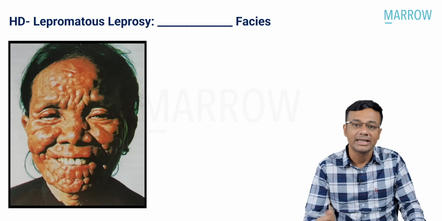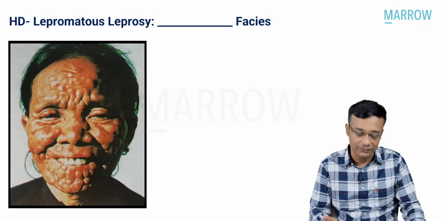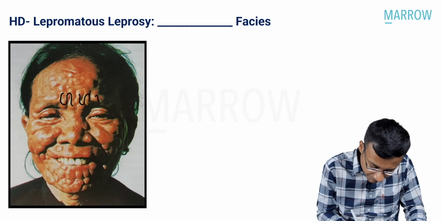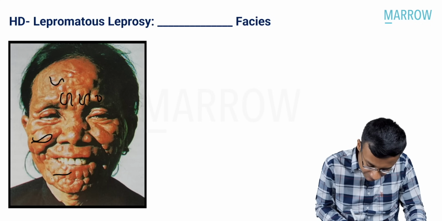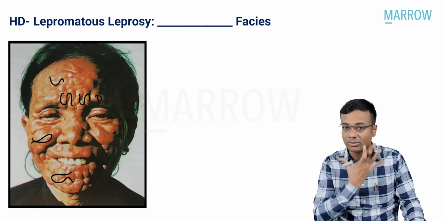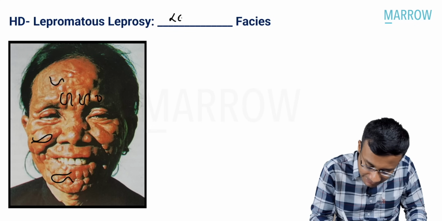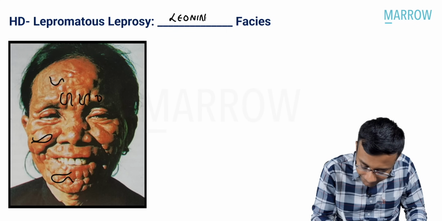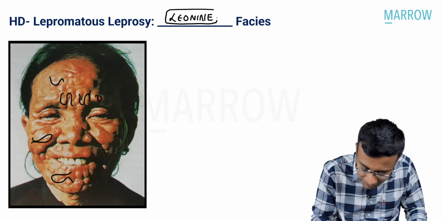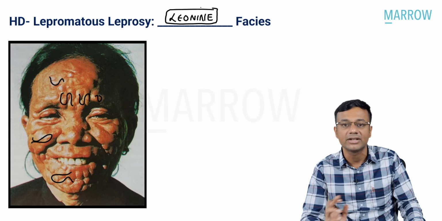And then later on in leprosy, what can happen is there is thickening of the skin over the face, multiple furrows, and infiltration of the bacteria throughout the skin. This is referred to as leonine facies. Lion-like facies because of infiltration of the bacteria into the skin of the face.